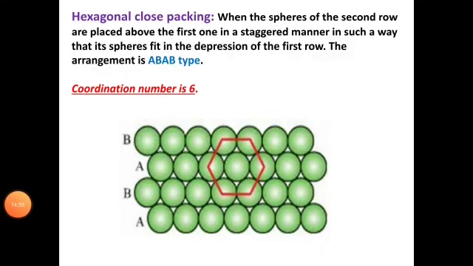The next one is hexagonal close packing. When the spheres of the second row are placed above the first one in a staggered manner, in such a way that its spheres fit into the depressions of the first row, the arrangement is called ABAB type, and the coordination number of hexagonal close packing is 6.